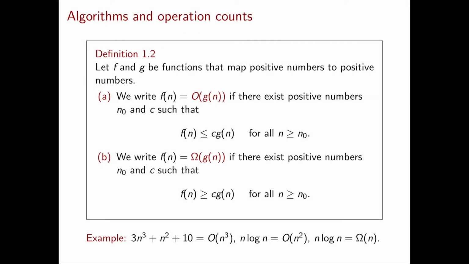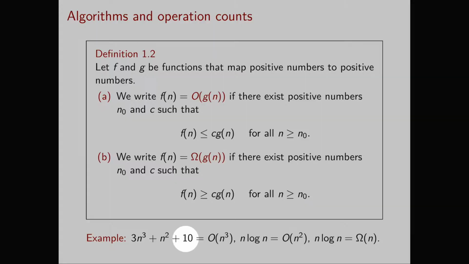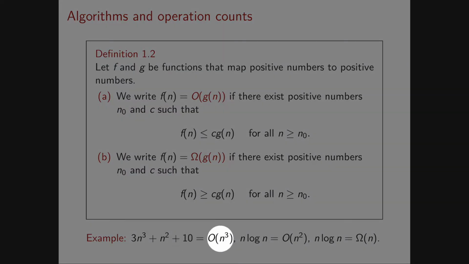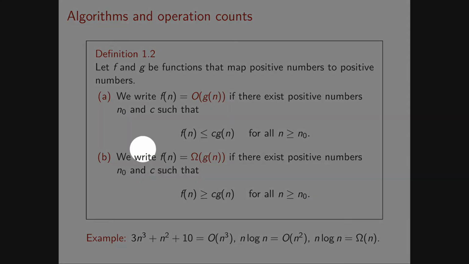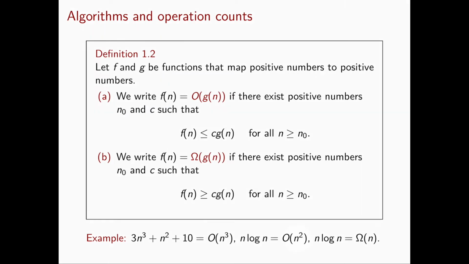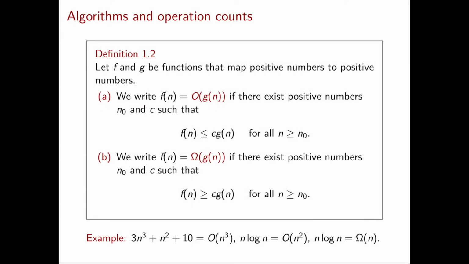Let's see a few examples. If the function f is 3n cubed plus n squared plus 10, then we can say that f is equal to big O of n cubed. As an exercise, you should prove that this is actually correct. The only thing you have to do is to find the n0 and c which work for this example. Similarly, n log n is equal to big O of n squared, and n log n is equal to big omega of n.